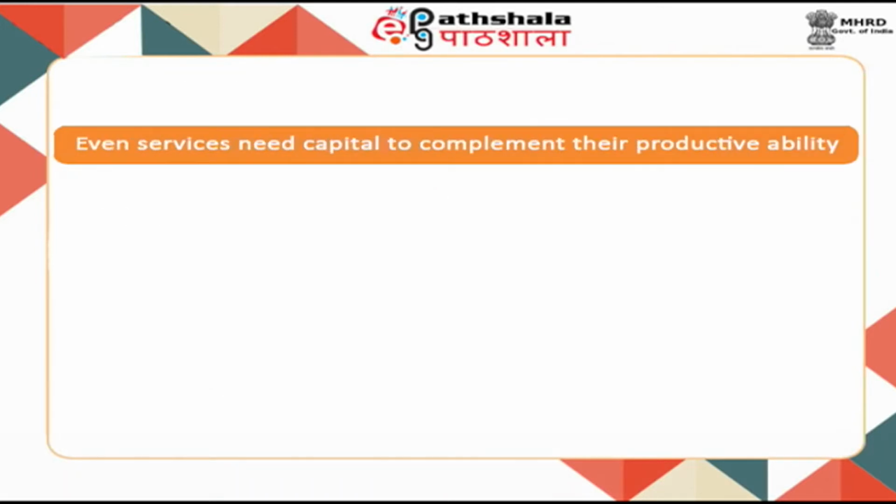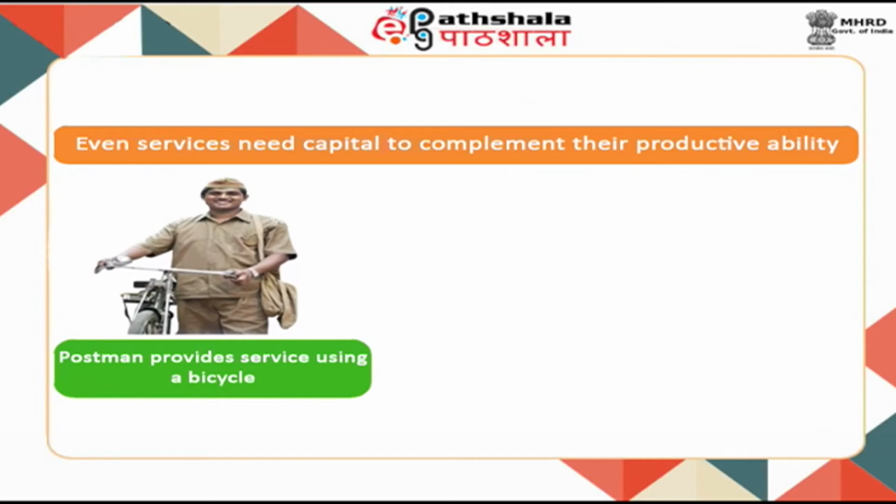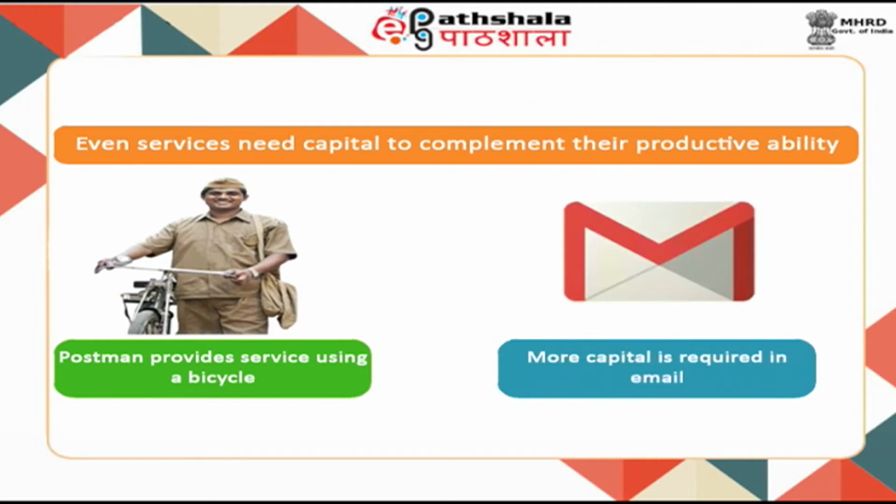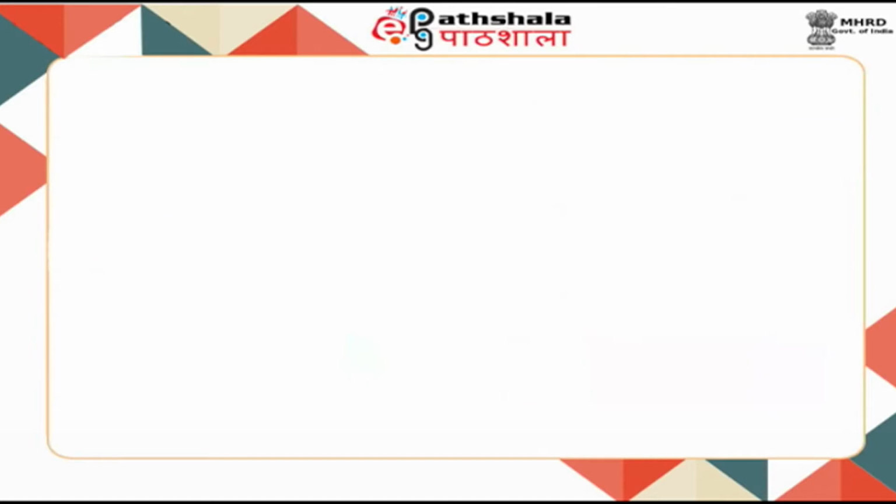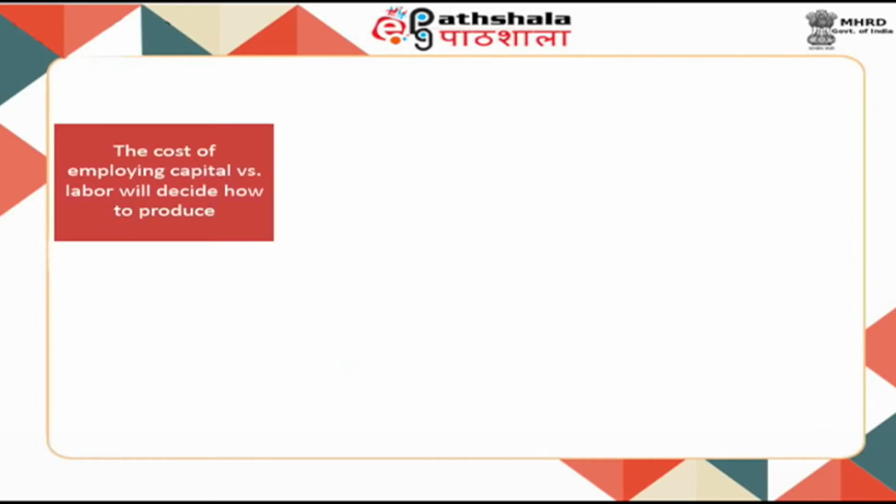Even services need capital to complement their productive ability. For instance, a postman provides a service, but he too uses a bicycle, which is capital. You get the message even through email, but the capital used for such a service is much more. Depending on the cost of employing capital versus labor, the producer will decide how to produce, with the help of more capital or more labor.